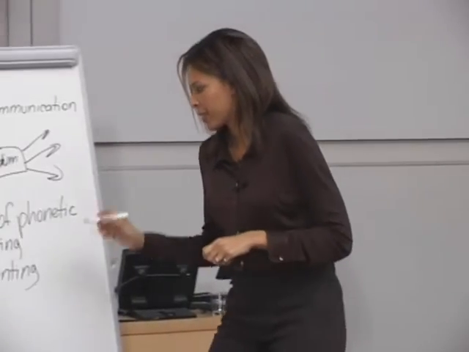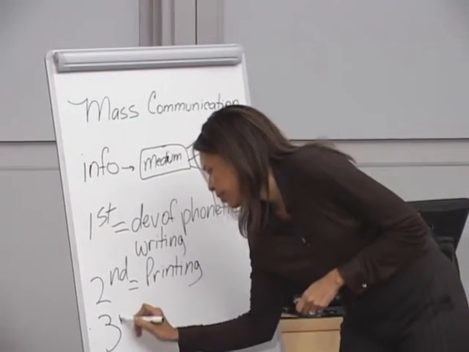Okay, now it's not a surprise that libraries developed as well, because it was easier to store information on paper. Information was now both portable and easy to store. Okay? Now this brings me to the third communications revolution, and that is computers.